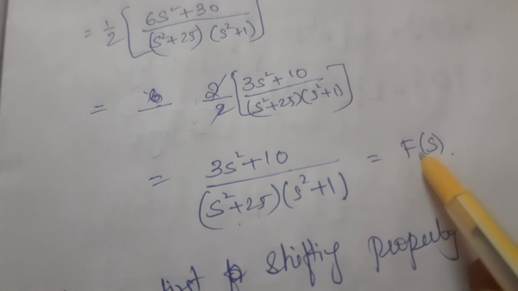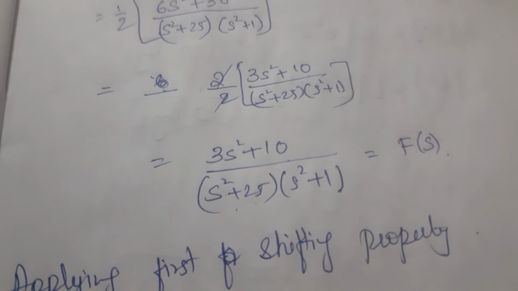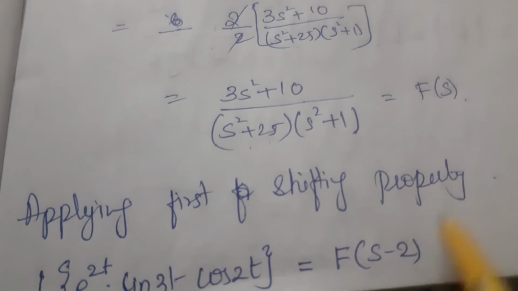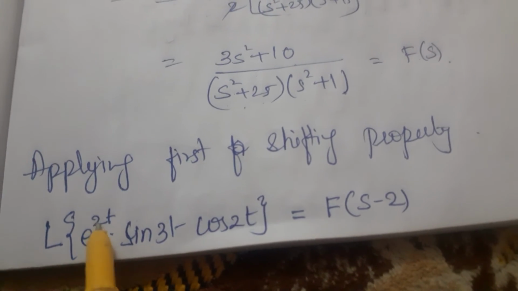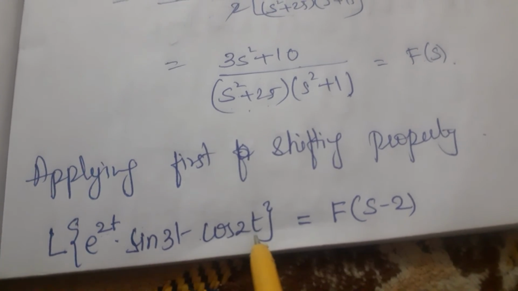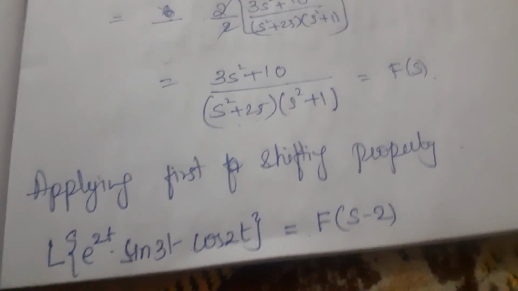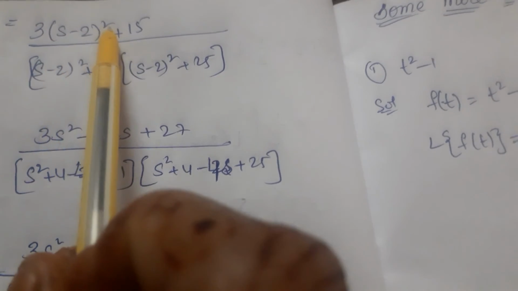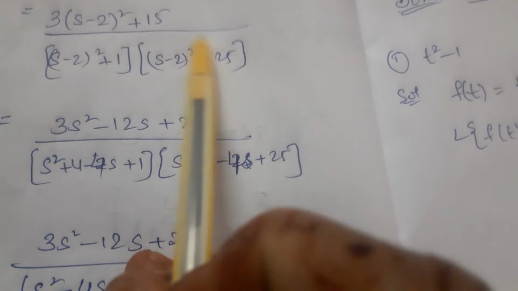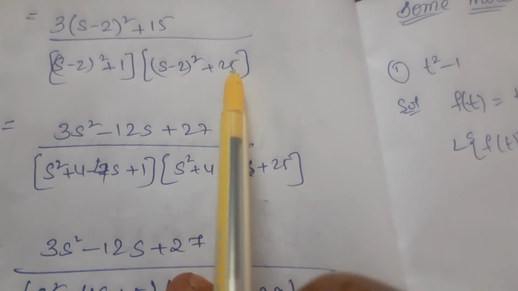Now what we have to do, as you people also know, we are applying the first shifting property, that is L of e power 2t sin 3t cos 2t is equal to f of s minus 2. So this is called the first shifting property. Wherever you have s, substitute s minus 2. 3 into (s minus 2) whole square plus 15 by (s minus 2) whole square plus 1 into (s minus 2) whole square plus 25.